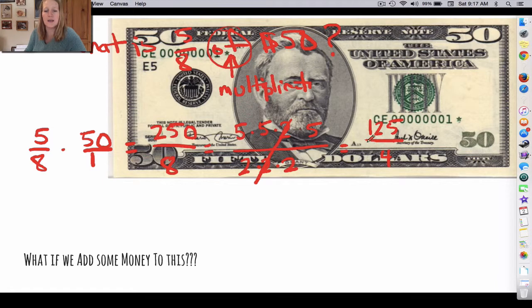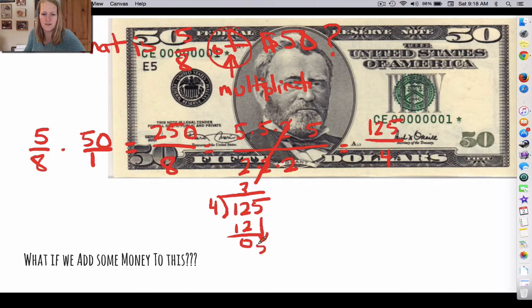Now, we cannot report an improper fraction. This is an improper fraction. So we turn this improper fraction into a mixed number, and that means we have to do a process like this. 125, 4 divided into 125. We know it doesn't go into 1. We know it goes into 12 3 times. We bring down the 5. 4 goes into 5 1 time. And then we get a remainder of 1/4. So my answer is going to be 3 1/4.